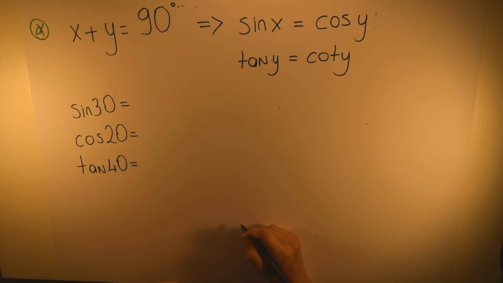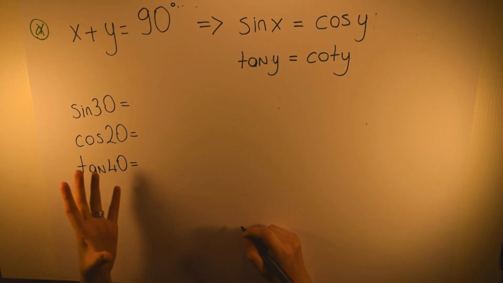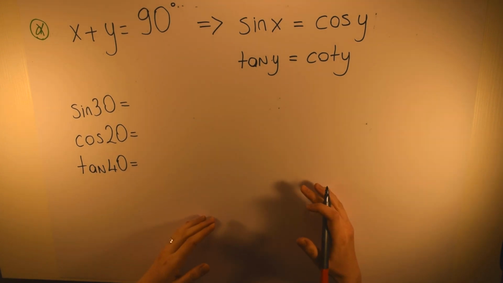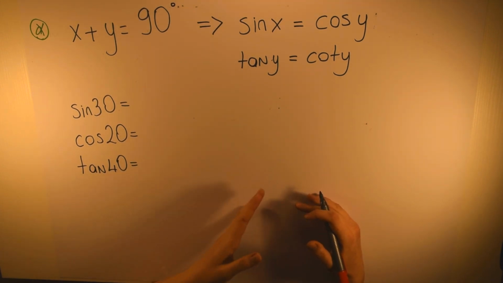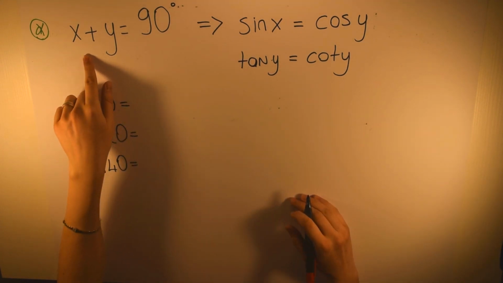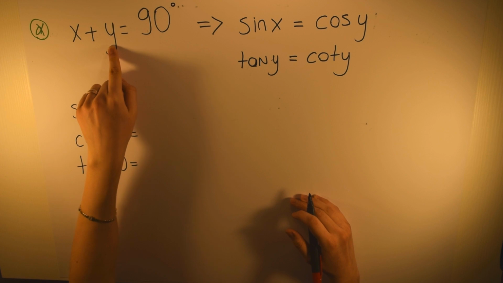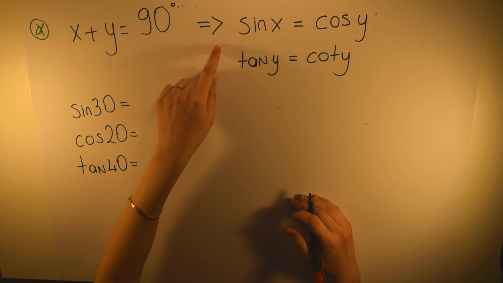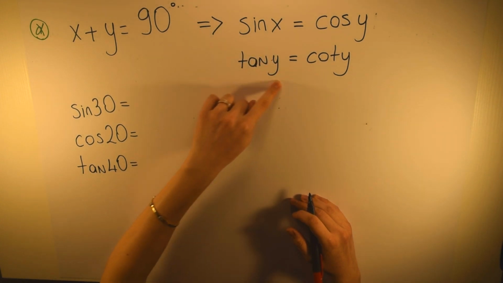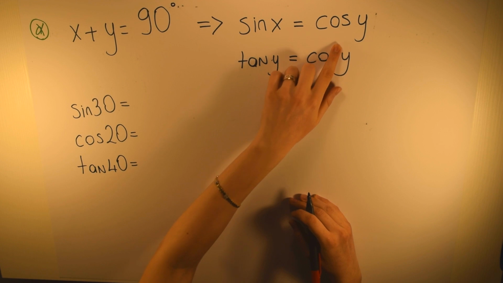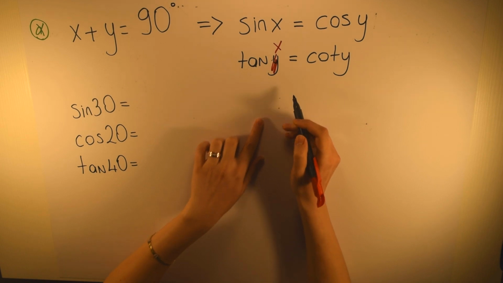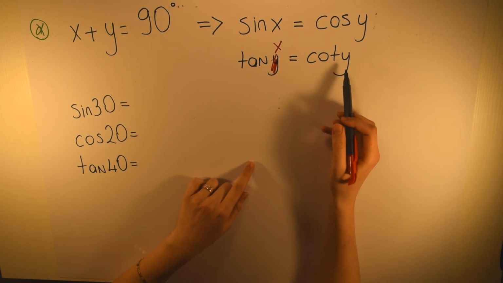Now here we have a very useful rule. As we know, complementary angles are the set of two angles such that their sum is equal to 90 degrees, right? For example, 30 degrees and 60 degrees, they are complementary to each other as their sum is equal to 90 degrees. So here x is the complement of y and y is the complement of x. So in these kinds of situations, we have these equations. Sine x is equal to cos y and tangent x is equal to cotangent y.